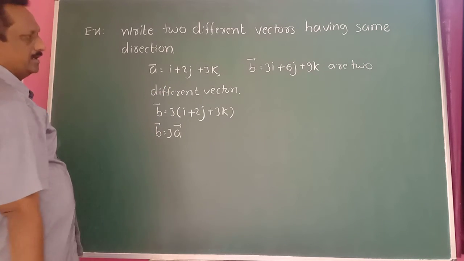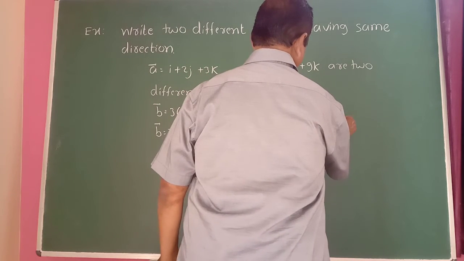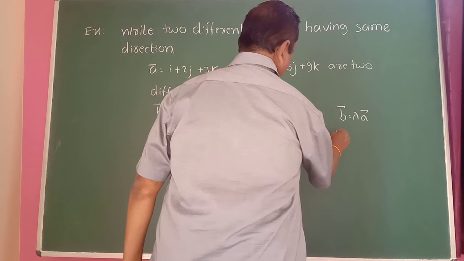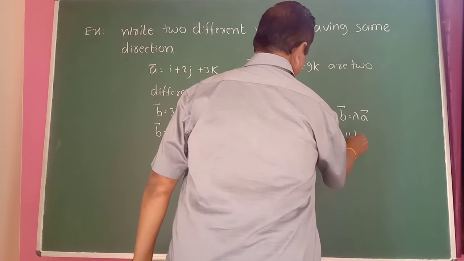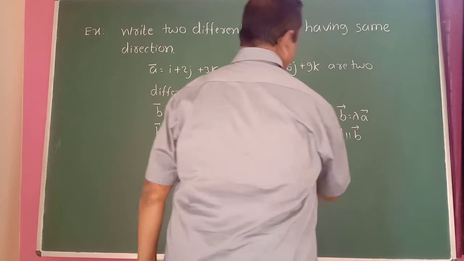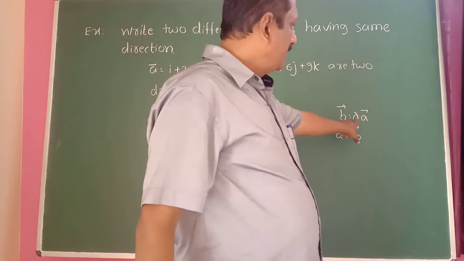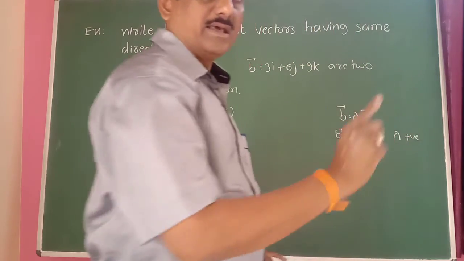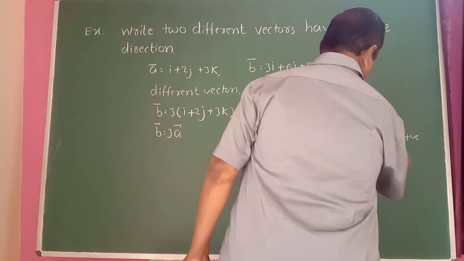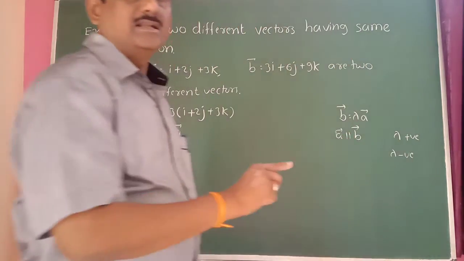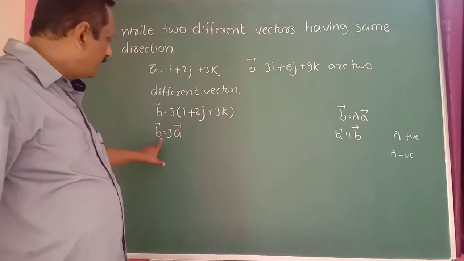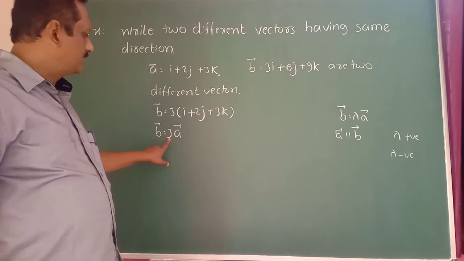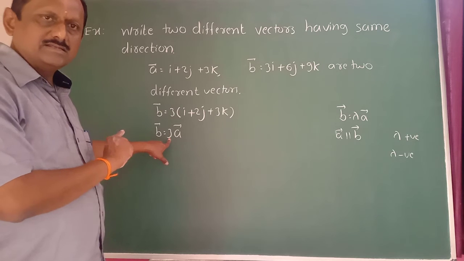Therefore you know that if b bar is equal to lambda into a bar, then b bar and a bar are parallel to each other, having the same direction here, because if lambda is positive, they have the same direction. If lambda is negative, then the two vectors are in opposite directions. In this case b bar is equal to 3 into a bar. Here 3 is a constant, lambda value is 3, it is positive. So both have the same direction here.